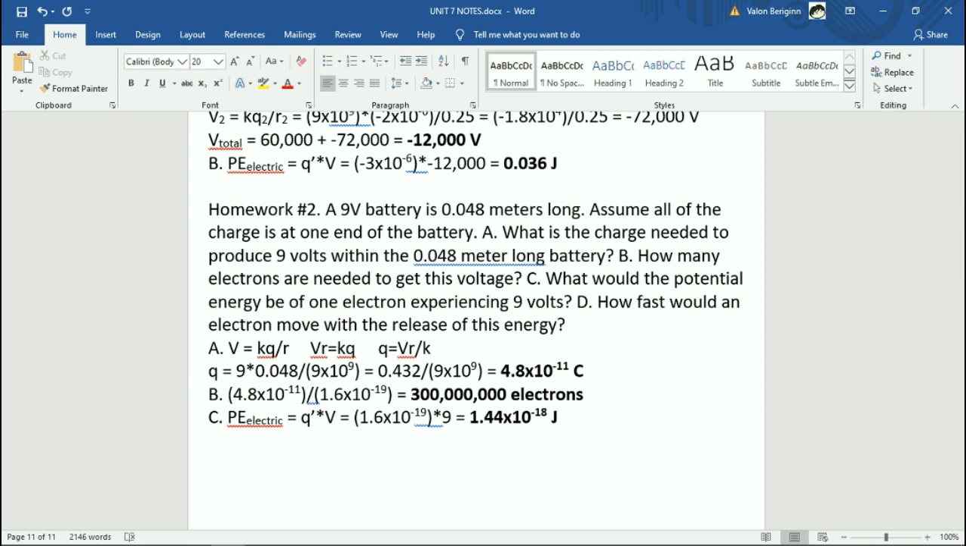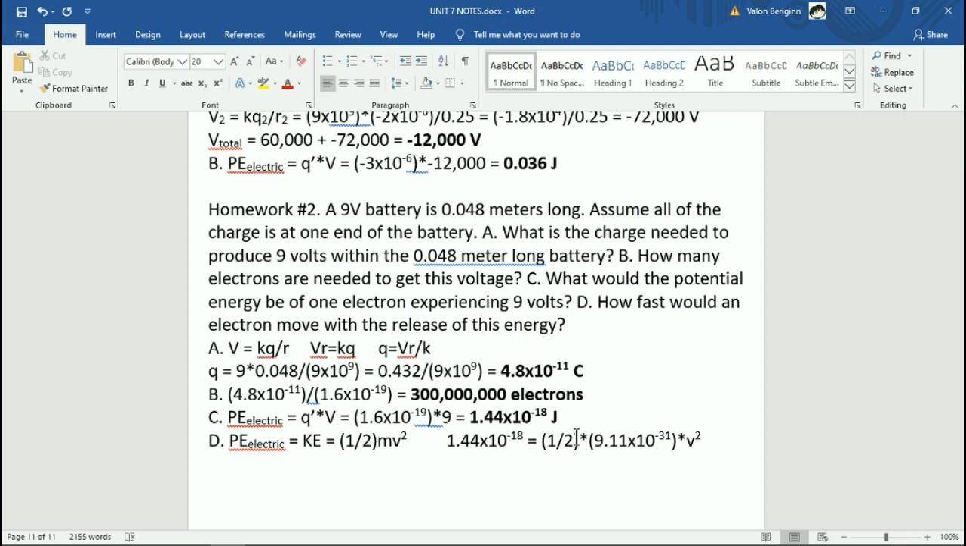Now D: how fast does the electron move with the release of this energy? This is what I said at the very end of the question last time: you can take this potential energy and say that it is all changed into kinetic energy, which is 1/2 mv squared. So you can take your 1.44 times 10 to the negative 18 joules and set it equal to 1/2 times the mass of an electron, 9.11 times 10 to the negative 31, and solve for v, your velocity.